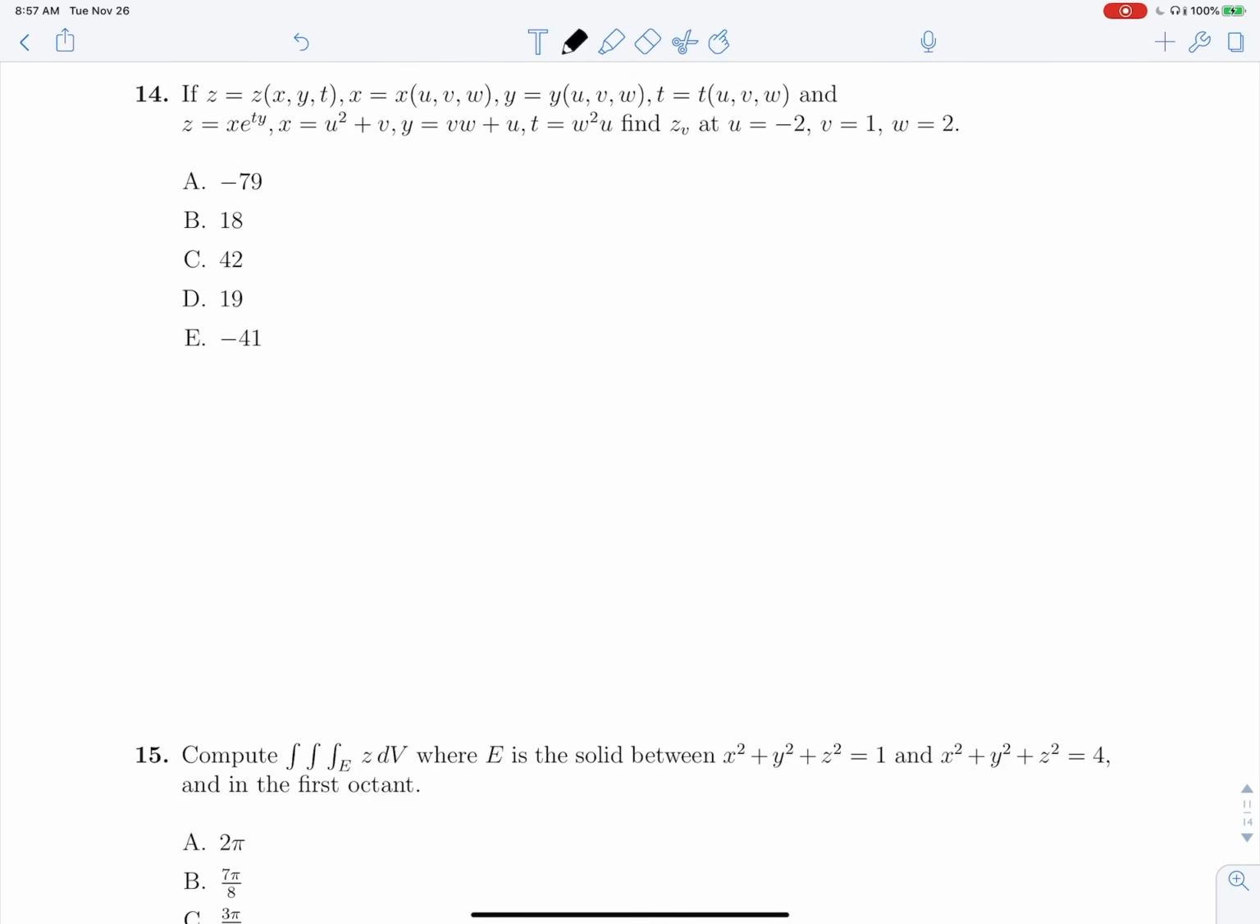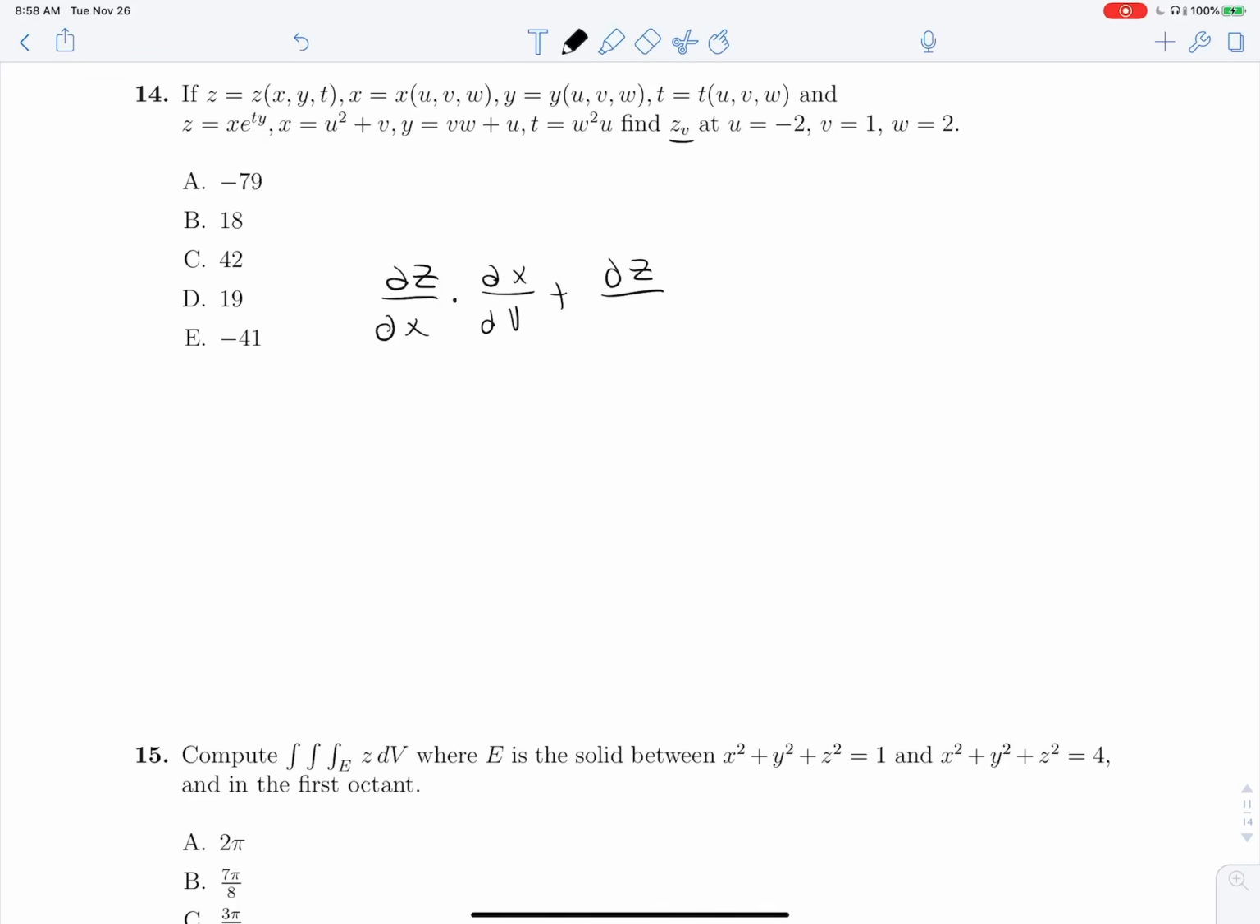Okay, z is a function of x, y, and t, x is a function of u, v, and w, and that follows for y and t. We are looking for zv. So this is a multivariable chain rule. We know that we can find this by taking the partial derivative of z with respect to x and multiplying that by the partial derivative of x with respect to v, and then I'll write the rest of this out.